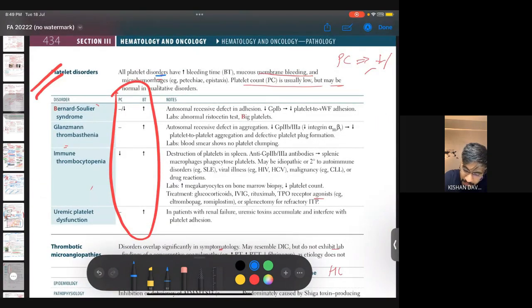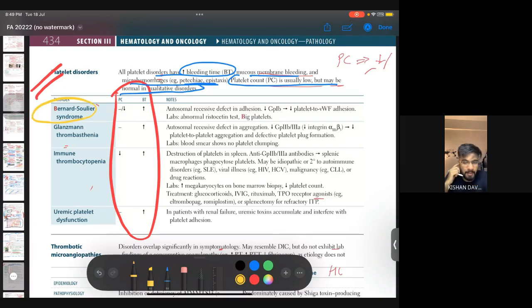All platelet disorders have increase in bleeding time. Okay, mucous membrane bleeding, microhemorrhages, example petechiae, epistaxis. Platelet count is usually low but may be normal in qualitative disorder. So let's just see what is happening here. The first one, that is Bernard-Soulier syndrome. You have to remember the name. Along with that, you have to remember the lab value. Platelet count can be normal or decreased, but bleeding time will be increased.